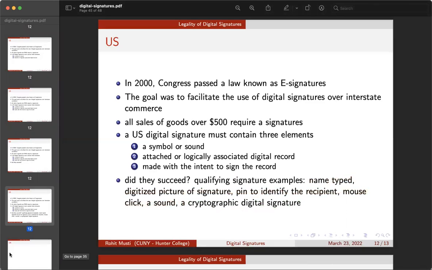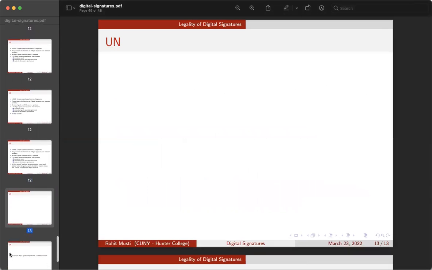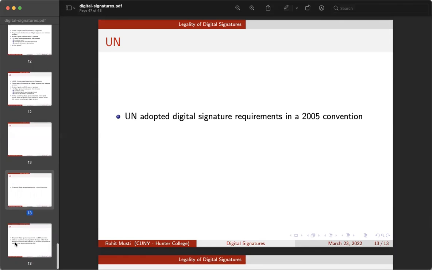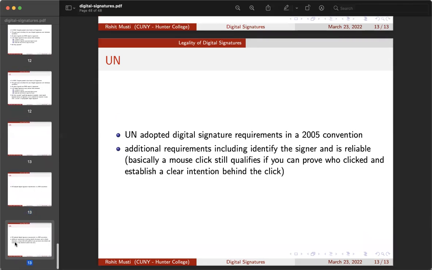So what did the rest of the world do? Well, the UN adopted digital signatures in the 2005 convention, and they thought they were being clever. They made some additional requirements, including identifying the signer and making sure they're reliable. So basically, you can still use a mouse click as long as you can prove who clicked the mouse and establish a clear intention behind the click. So, a little better, but still not perfect.